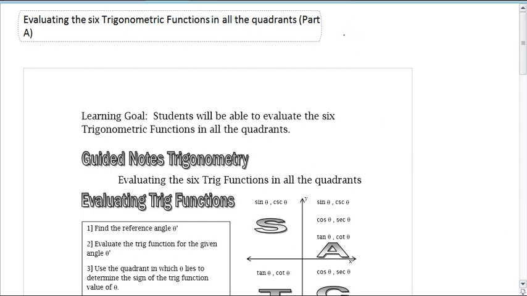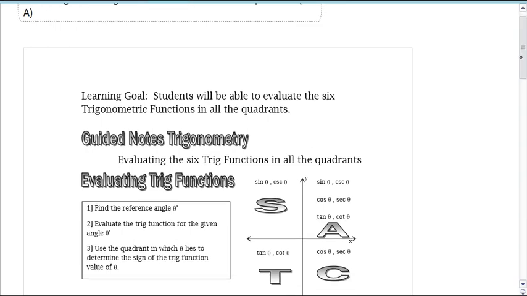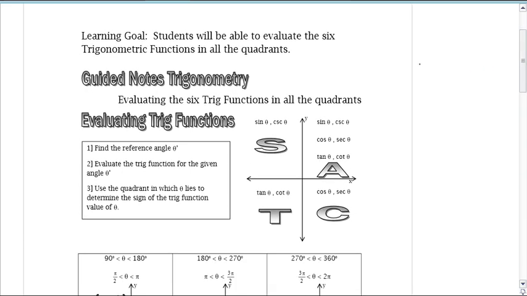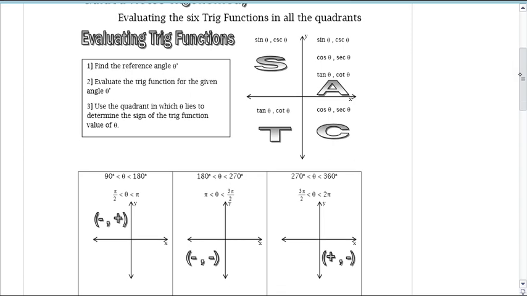Okay, in this video we're going to evaluate the 6 trig functions in all the quadrants. So let's go ahead and start. Learning goals. Students will be able to evaluate the 6 trig functions in all the quadrants. So this is why you learn the unit circle. This is a pretty big deal here.